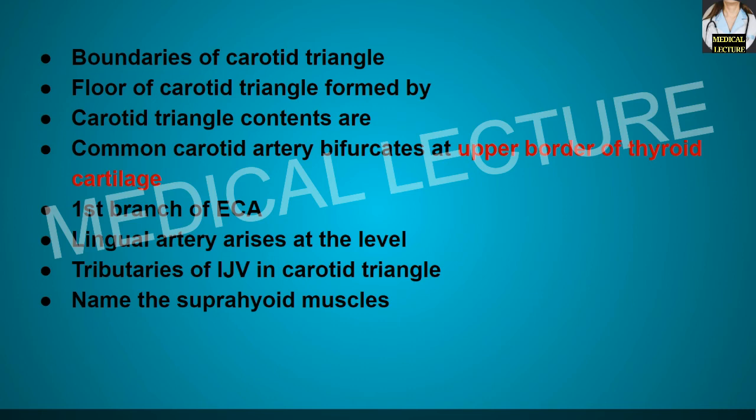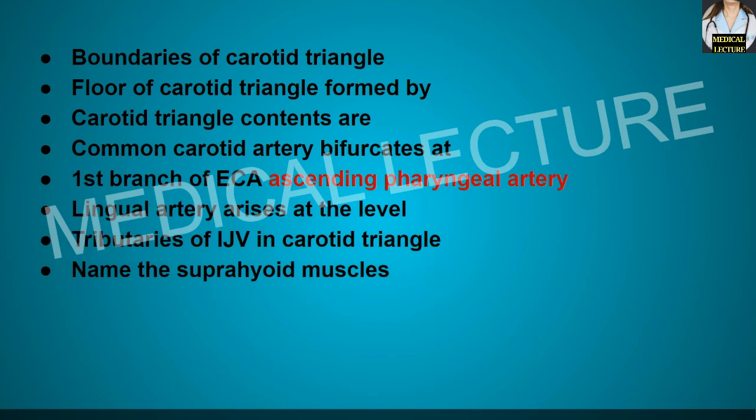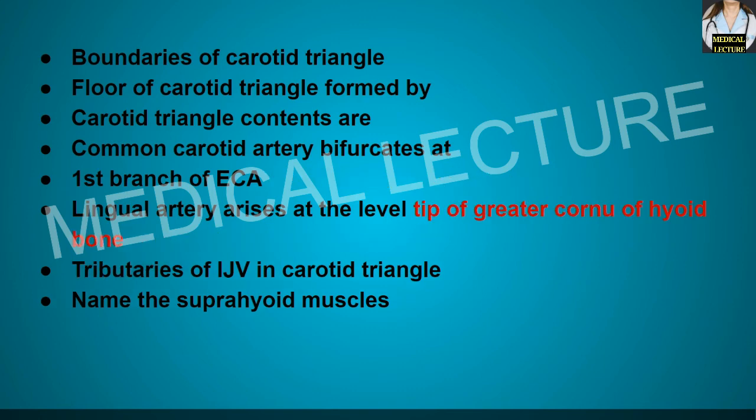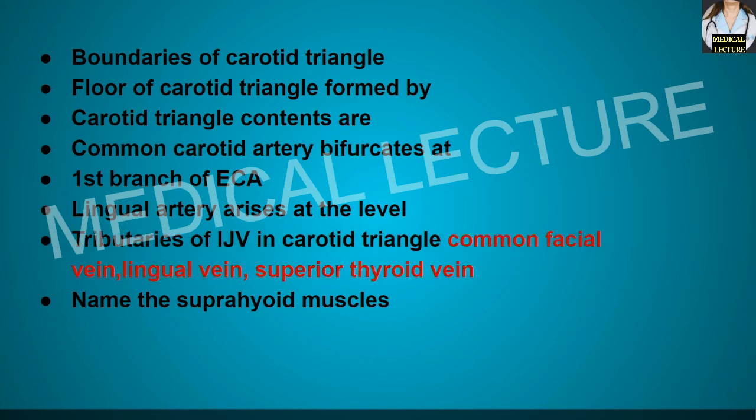What is the first branch of the external carotid artery? It is the ascending pharyngeal artery. Lingual artery arises at which level? At the tip of greater cornua of the hyoid bone. What are the tributaries of the internal jugular vein in the carotid triangle? These are common facial vein, lingual vein, and the superior thyroid vein.